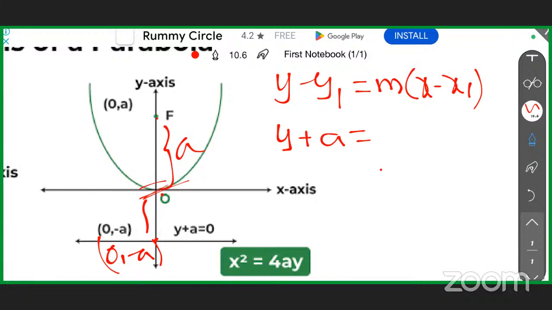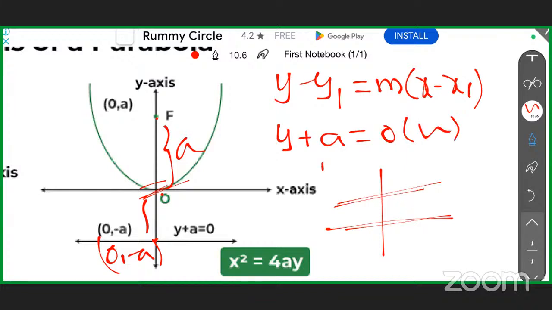See, look at this one. This is my x-axis. This is my line parallel to x-axis. How much angle is it making with x-axis? It is making 0 angle with x-axis. Tan 0 means how much? 0. So my slope is 0. So 0 into any number is 0.